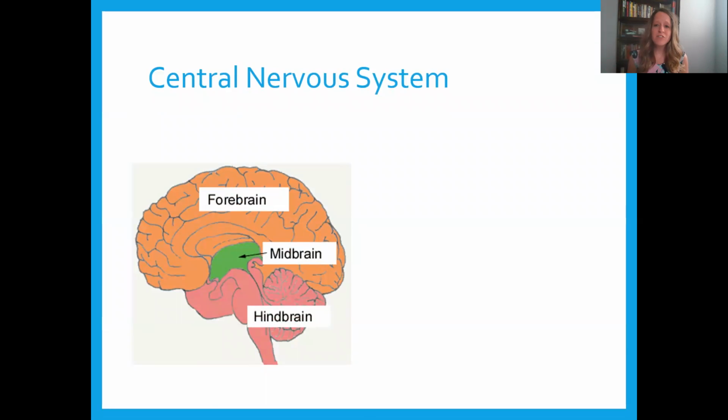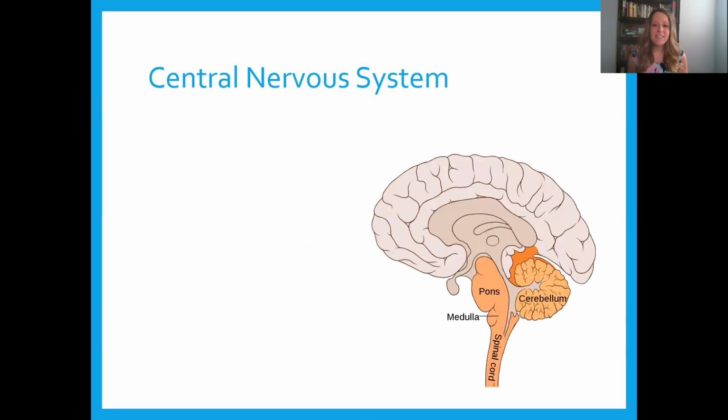At the base of the central nervous system, we have the brainstem and the cerebellum. The brainstem is primarily involved in autonomic or unconscious processes such as breathing and heart rate. The cerebellum plays a role in movement, particularly in maintaining balance and smooth, coordinated movements.